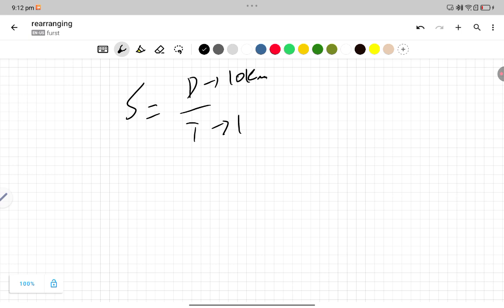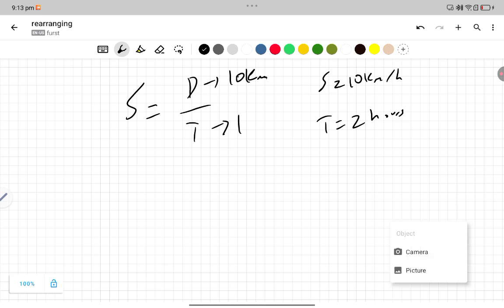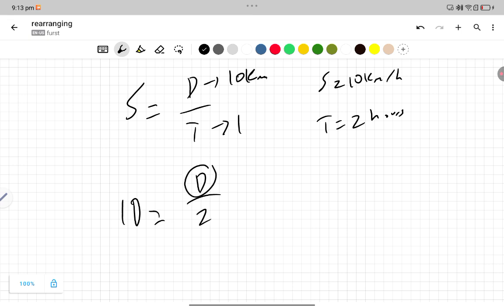Let's say we know his speed is 10 kilometers an hour, and let's say we know the time is 2 hours. So what's the distance? What's D? Well, to find D, let's just sub in our values. Speed is 10, so 10 equals distance over 2. To find the distance, we want to make it the subject of the formula. We want to find what distance is in terms of everything else.